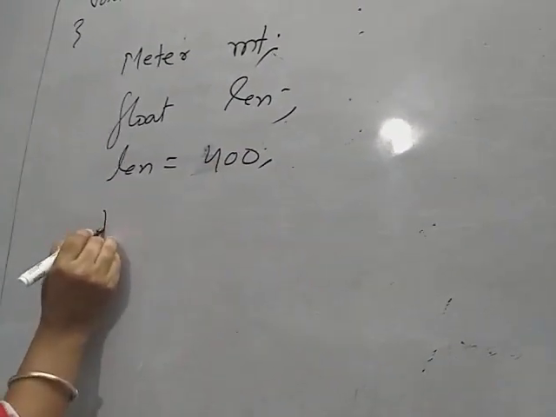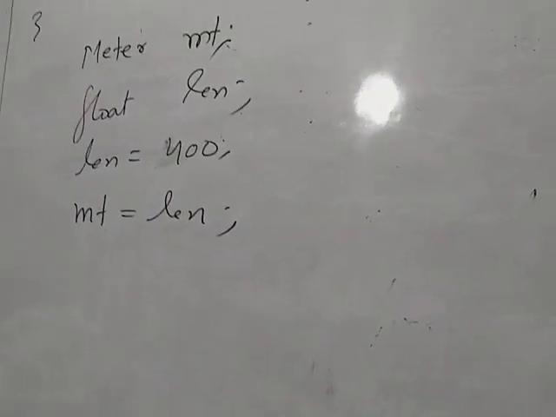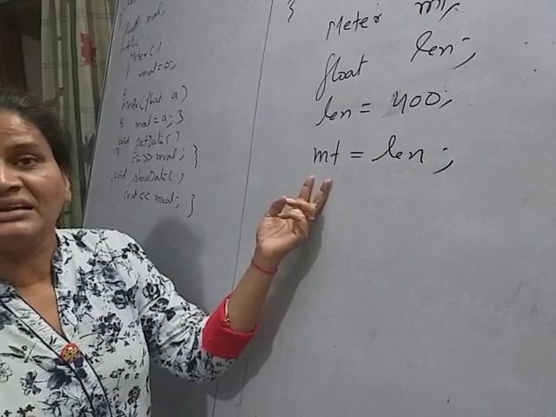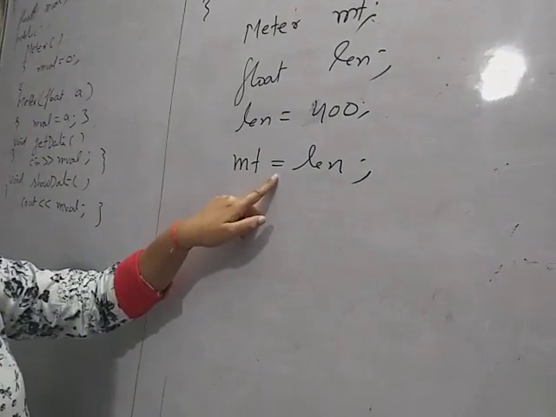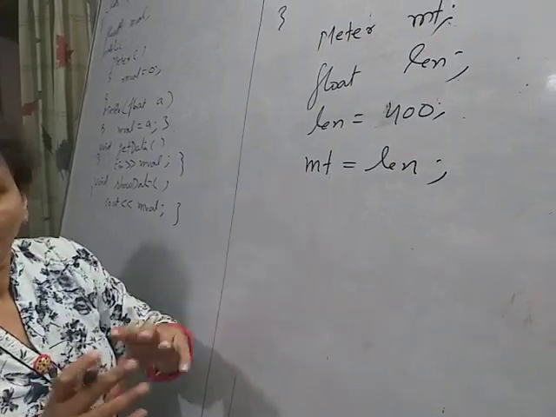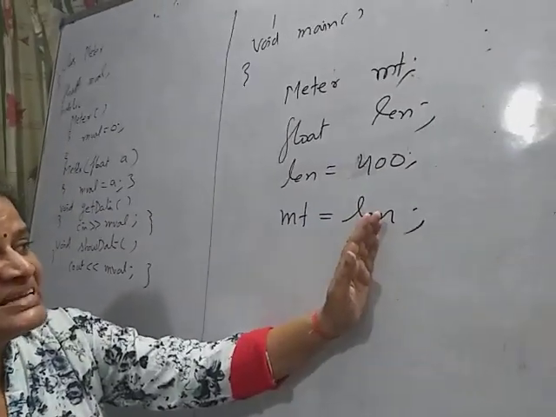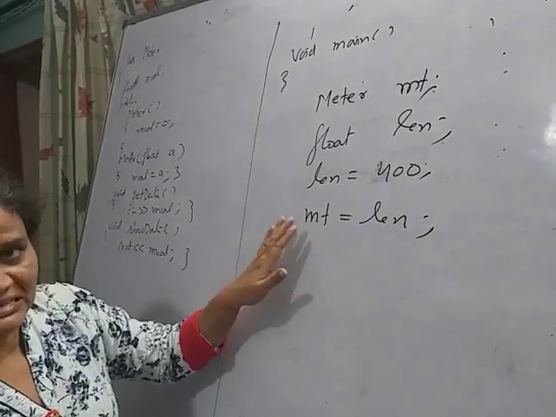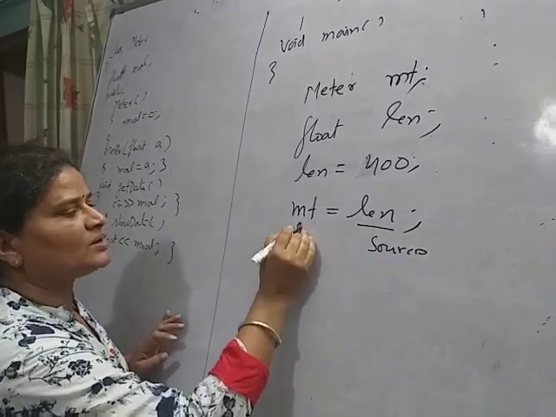Now I am writing this type of statement, mt equal to length. Carefully see this statement. This is the assignment statement. Here len is a basic data type and mt is the user defined data type. So here mt is an object of the class. The meaning of the assignment operator is defined only for the objects or only for basic types. So here what I want is to convert the basic data type into the user defined data type. So here this is called the source, and this is the destination.